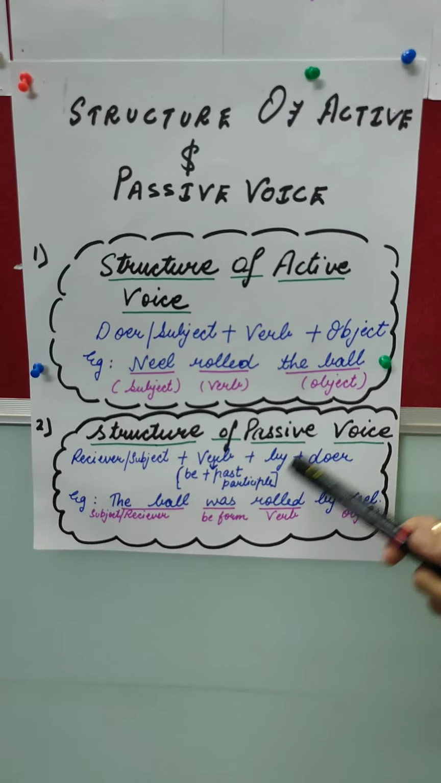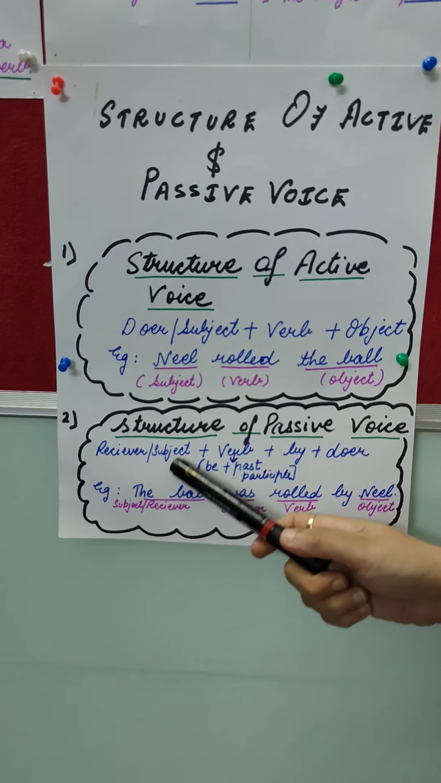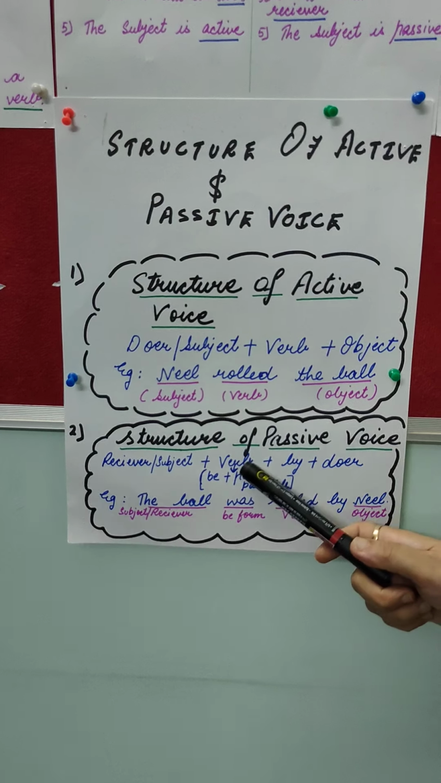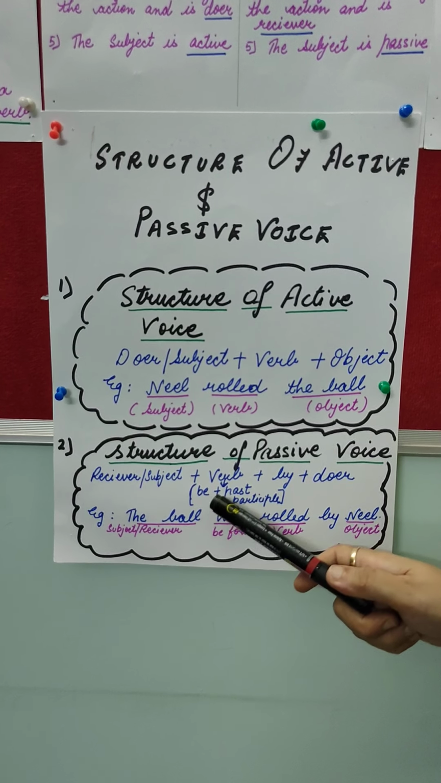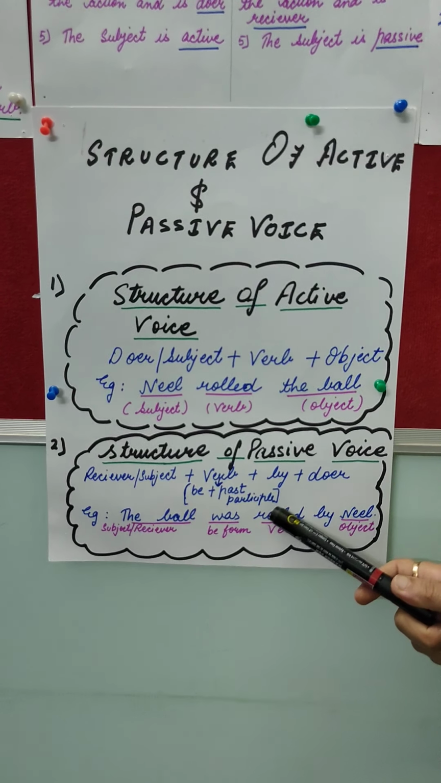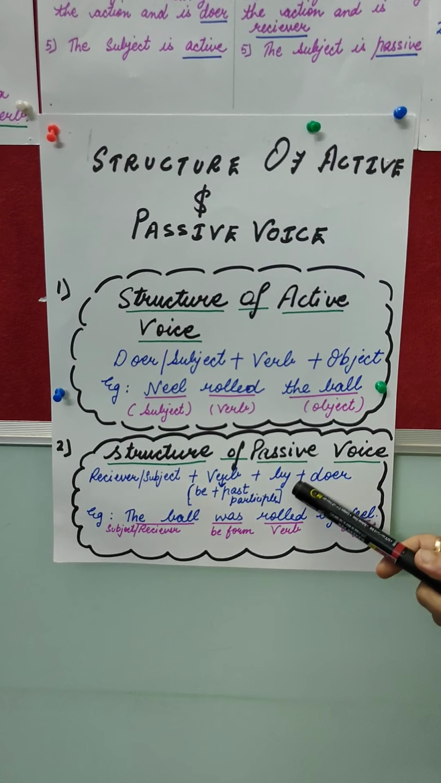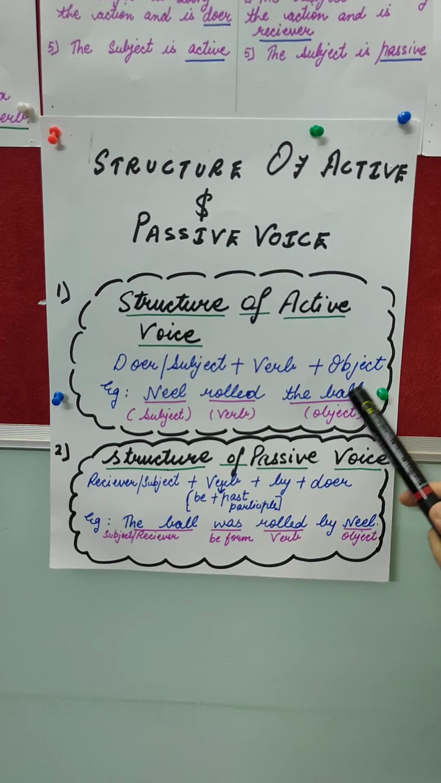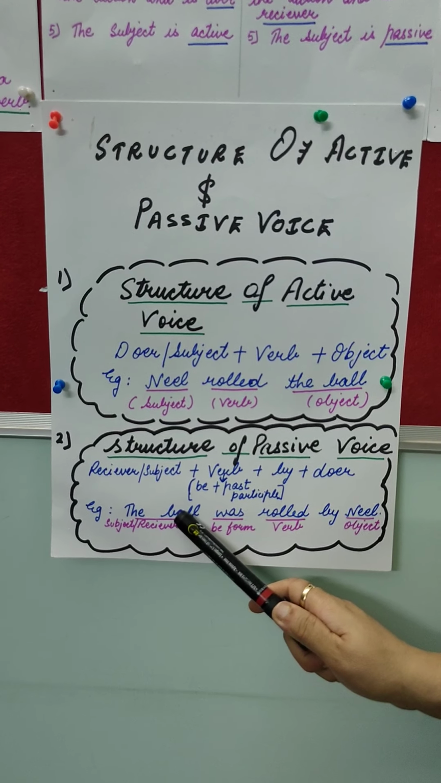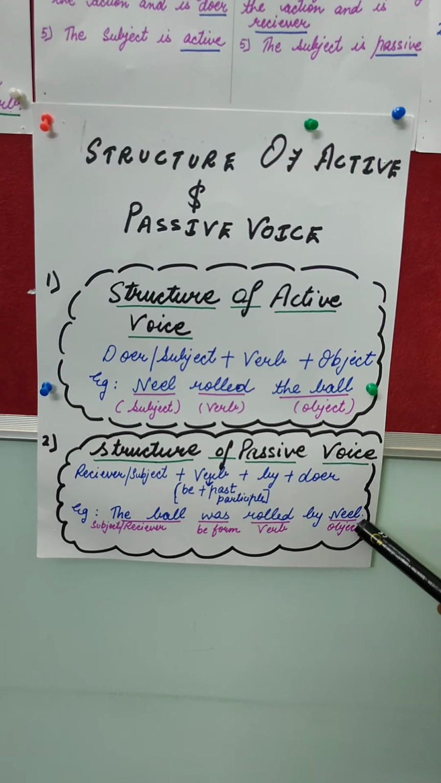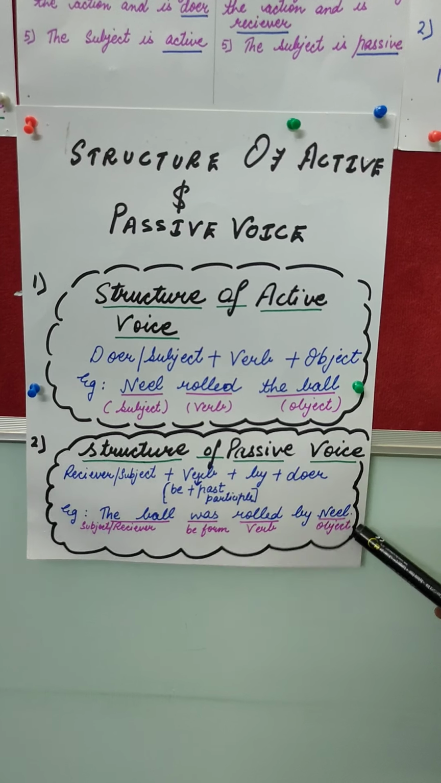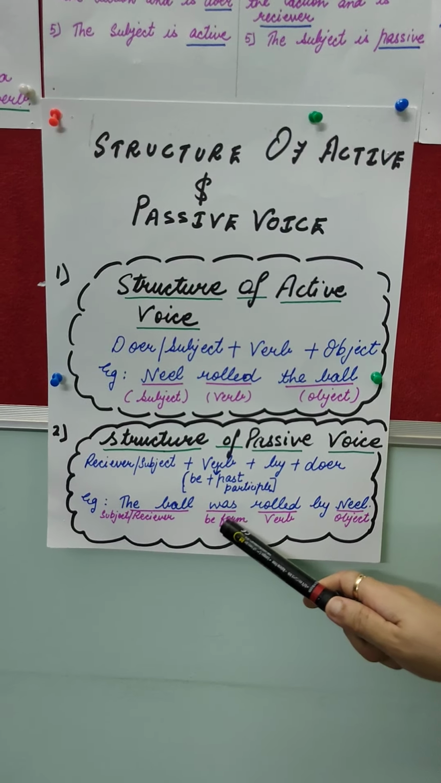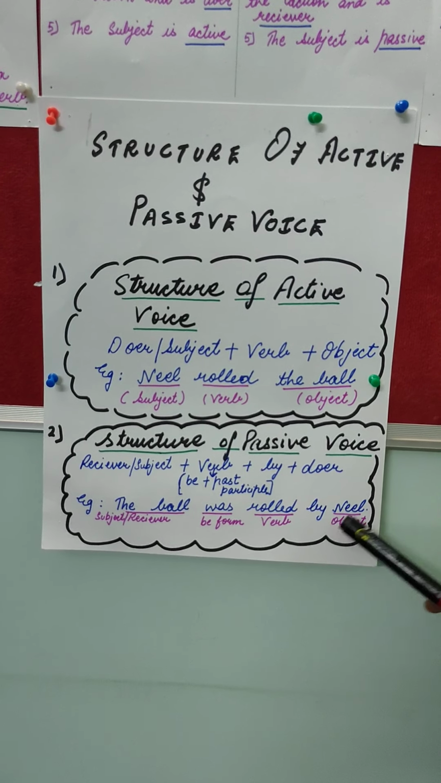The structure of passive voice: receiver, subject. Now the receiver becomes the subject, plus verb. Verb here is be plus past participle form of the verb plus by plus doer. Now let us change the same sentence. Now the ball becomes the subject or the receiver. Neil becomes the doer. It becomes the object. We are adding "by" and rolled. Was is the be form. Was rolled by Neil.